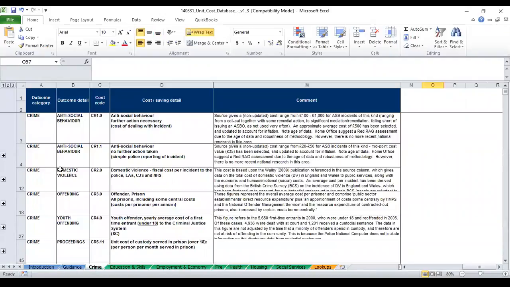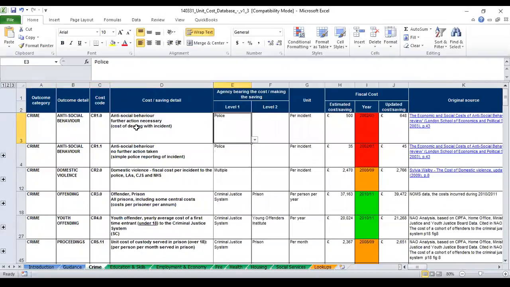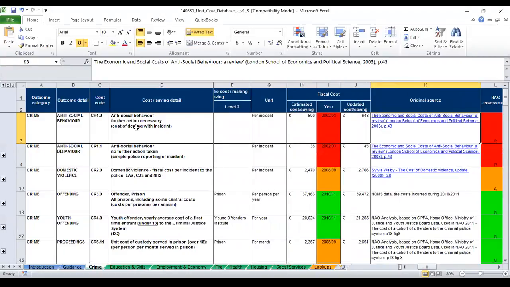So for crime, they've got figures for antisocial behaviour, and the cost per incident is £500, and the updated figure based on 2013-14 is £648, and they also tell you where the original source of that figure was. So if you wanted to look and see if there was any more figures or data that you wanted, you can follow these links to click in and find extra information.